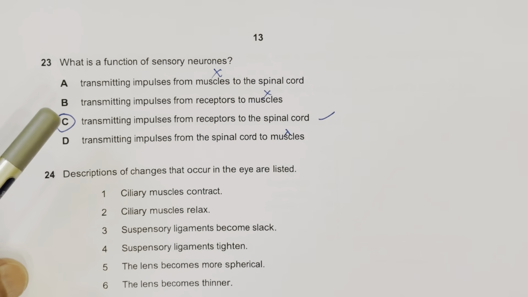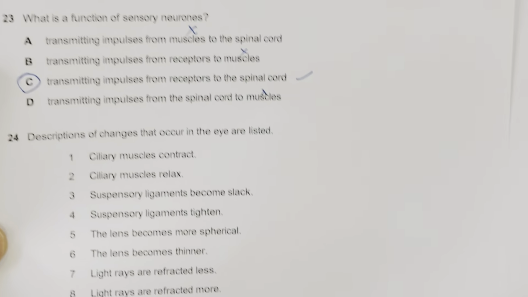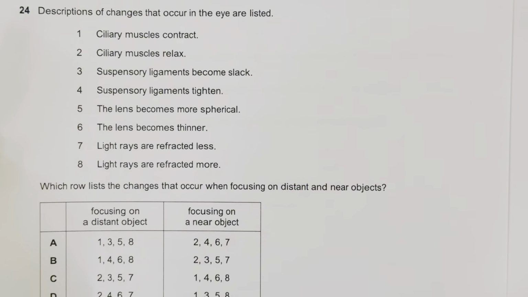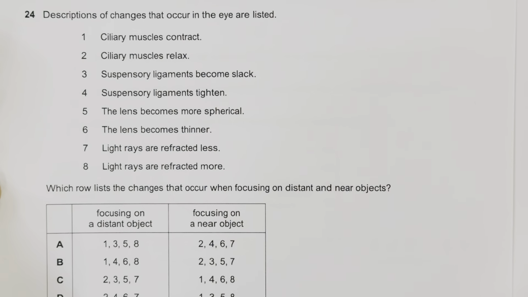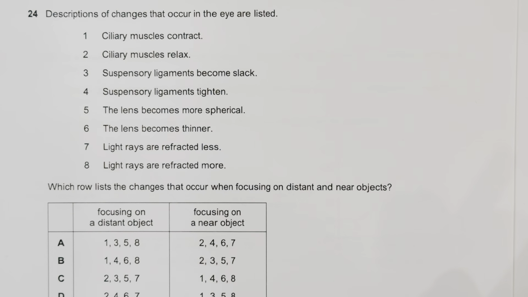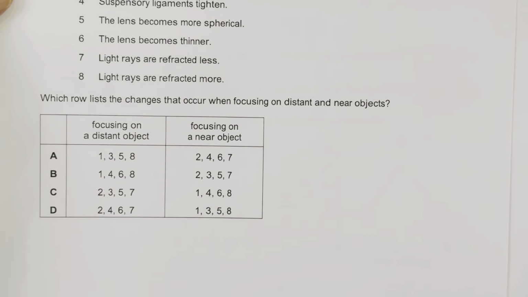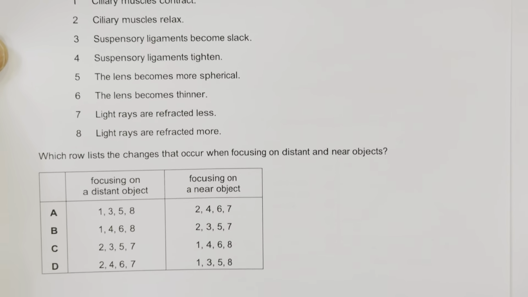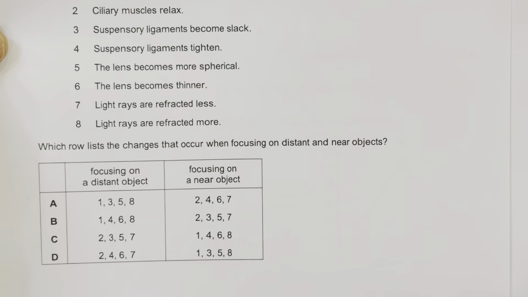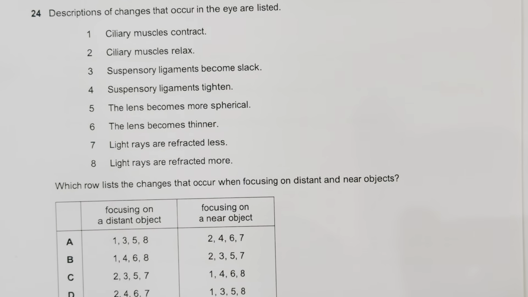Okay, moving to question number 24. 24 is a very interesting question. Descriptions of changes that occur in the eye are listed. Okay, ciliary muscles contract, ciliary muscles relax, suspensory ligaments come back. Okay, I am reading the answer first. Focusing on a distant object, focusing on a near object. Which row shows the changes that occur when focusing on a distant and near object? Okay, first we need to identify the options that focus on the distant object.